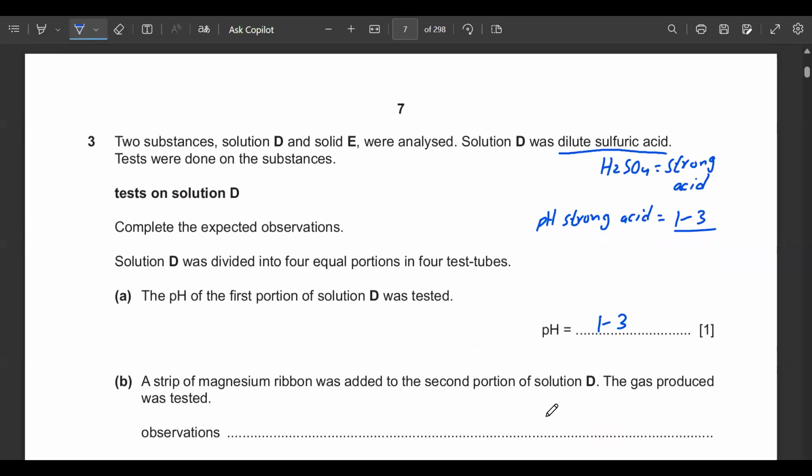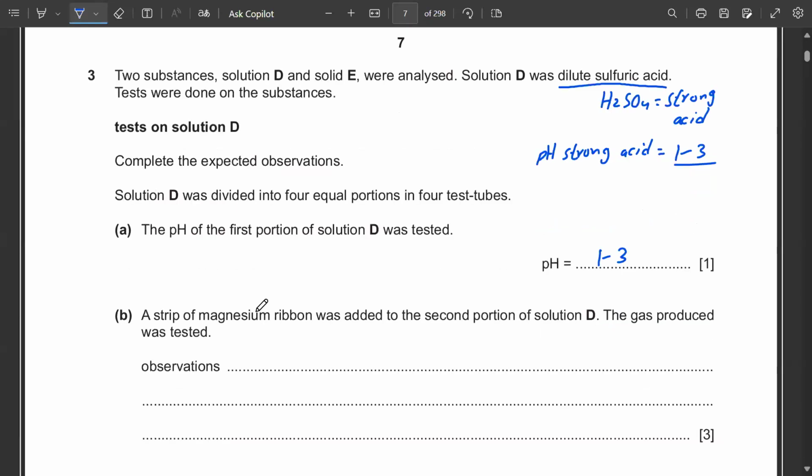It says a strip of magnesium ribbon was added to the second portion of solution D. The gas produced was tested. Now we have to give the observations. So for the reaction between the magnesium ribbon and solution D, again, that's an acid. So magnesium is a metal which reacts with sulfuric acid.